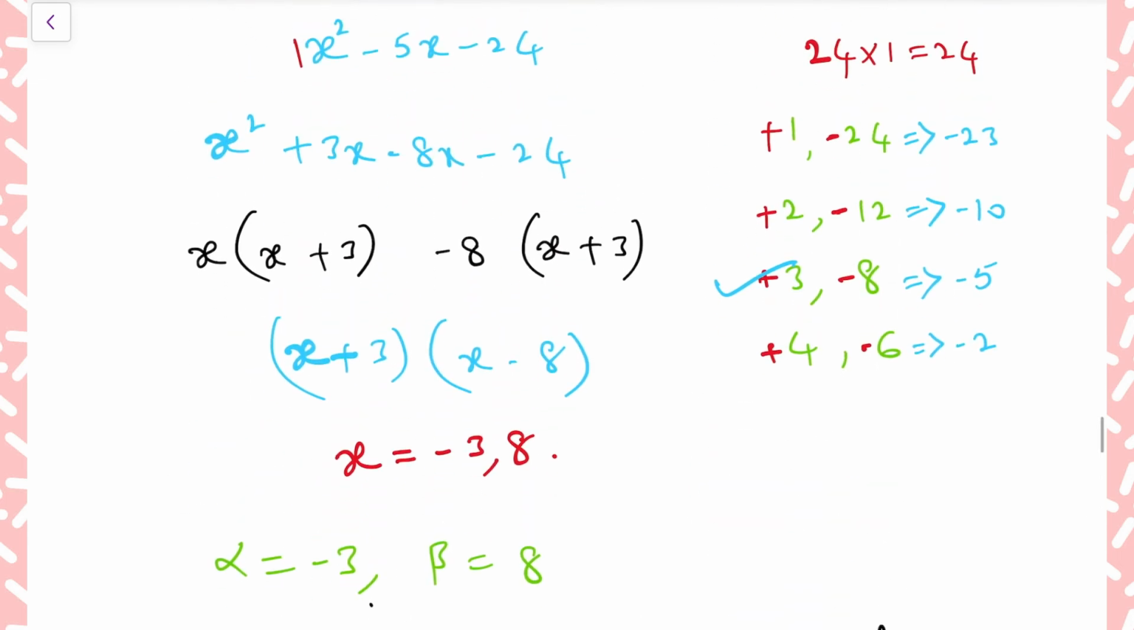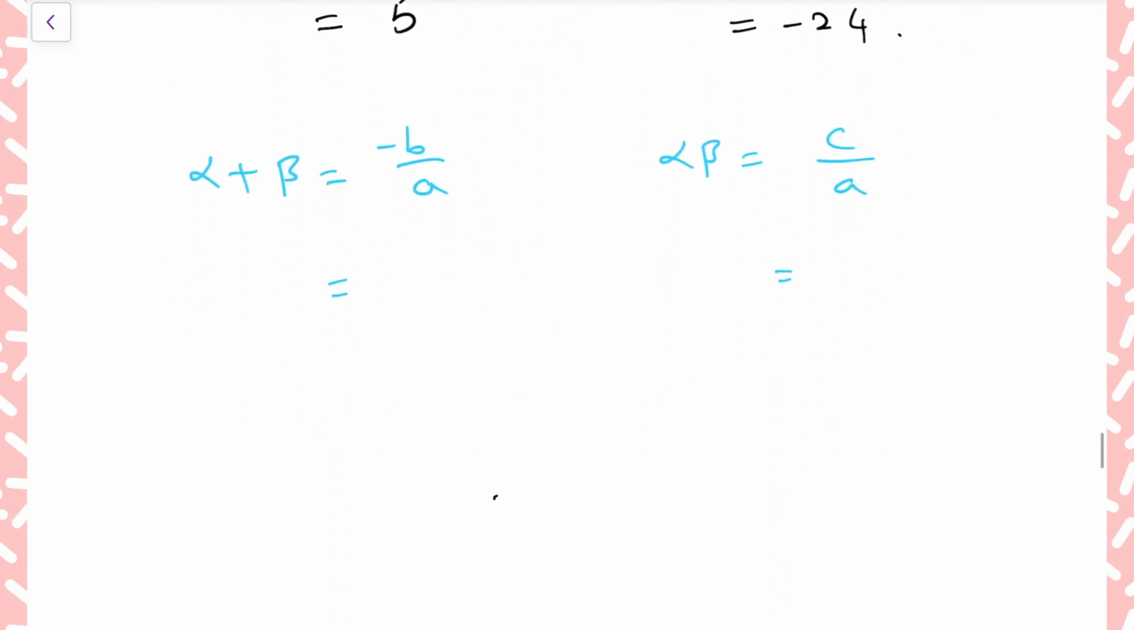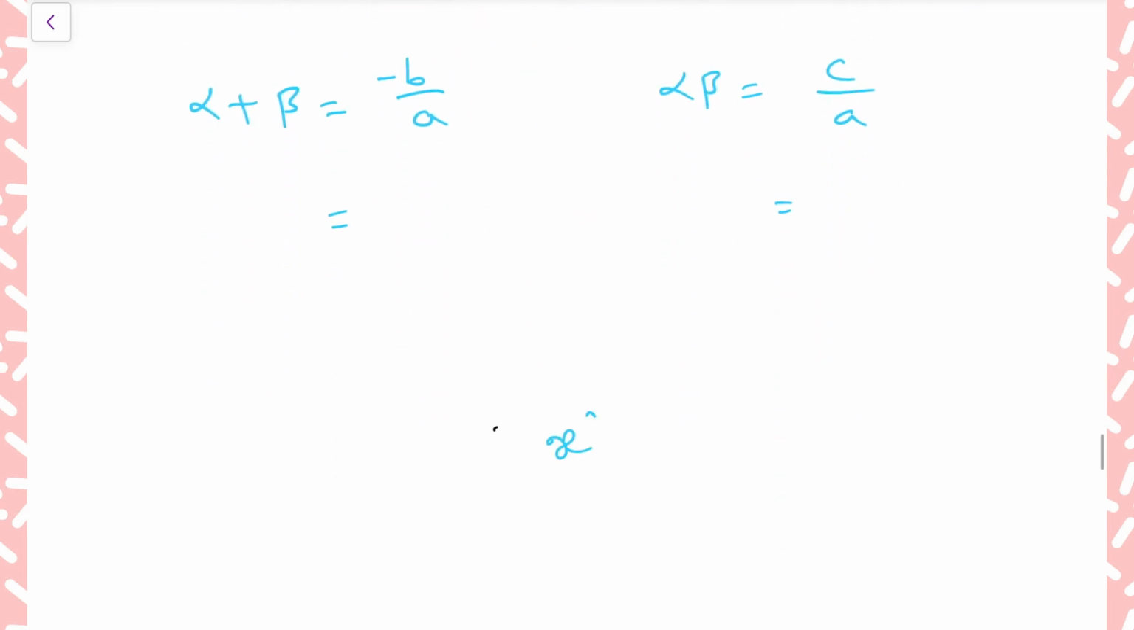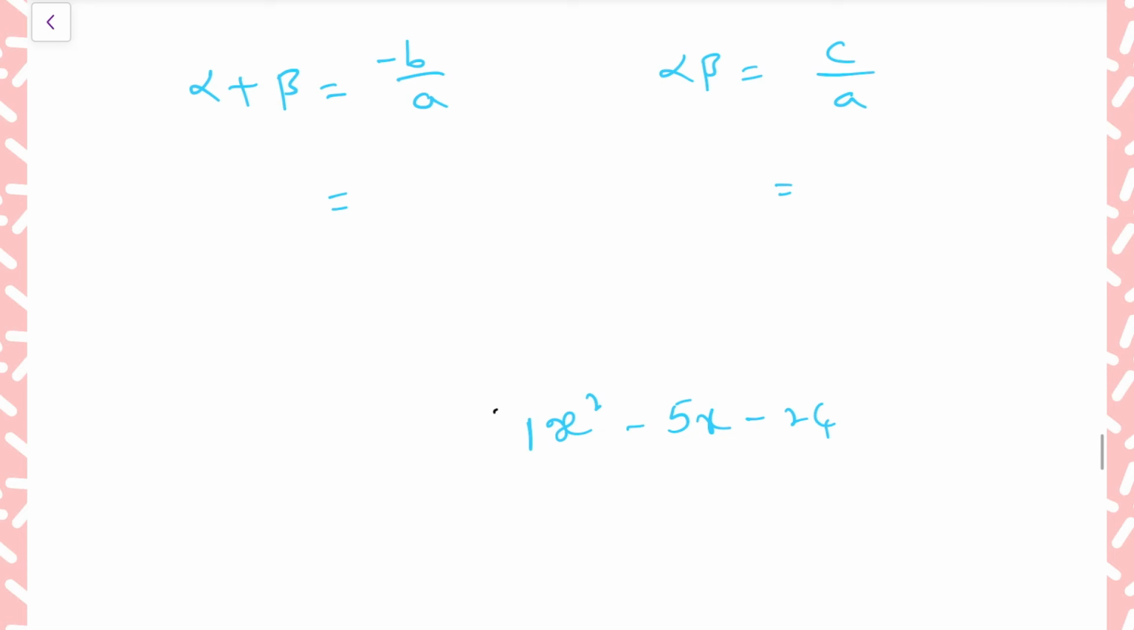The given polynomial I am writing: x square minus 5x minus 24. Before x square nothing is there, so it means 1. X square coefficient is a, x coefficient is b, and constant is c. So a value is 1, b value is minus 5, c value is minus 24.